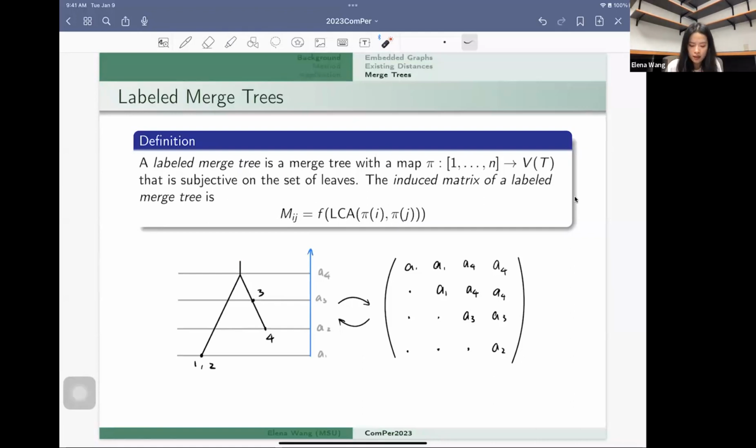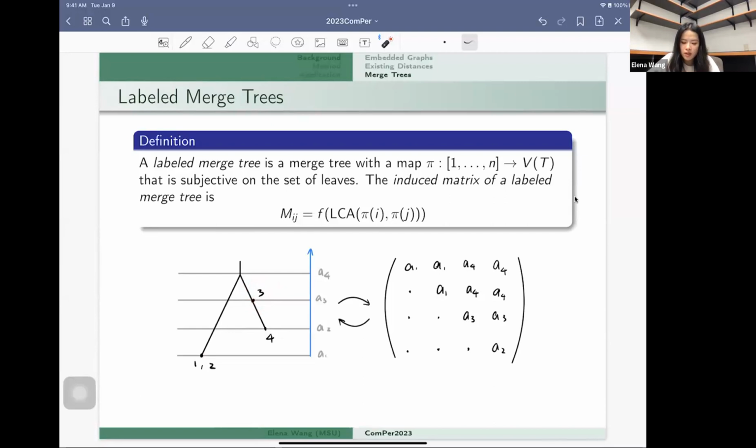Looking at this example on the left here, we have this merge tree, and all of its leaves get one, but maybe not only one, label. A vertex that has degree 2 in the middle here could also get a label, such as 3. And given such a merge tree, we can actually represent it via a matrix.